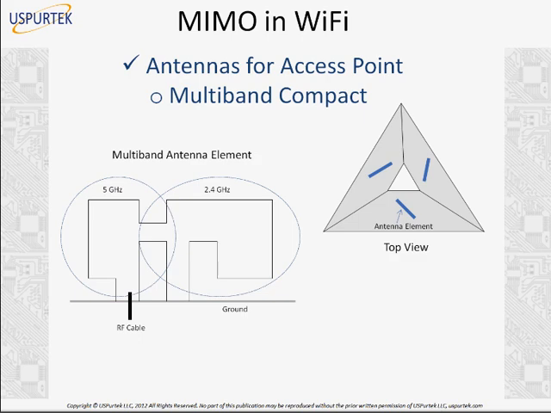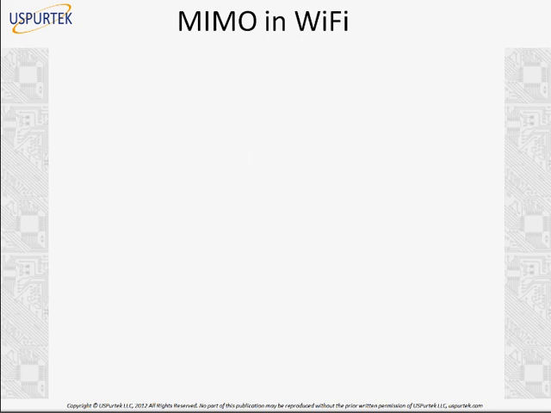And in the top view of this router, you see 3 antennas installed at 120 degrees each. This type of configuration provides a very compact multi-band configuration for an access point. You won't even see the antennas coming out of the router. They are all inside with this type of configuration. Okay.